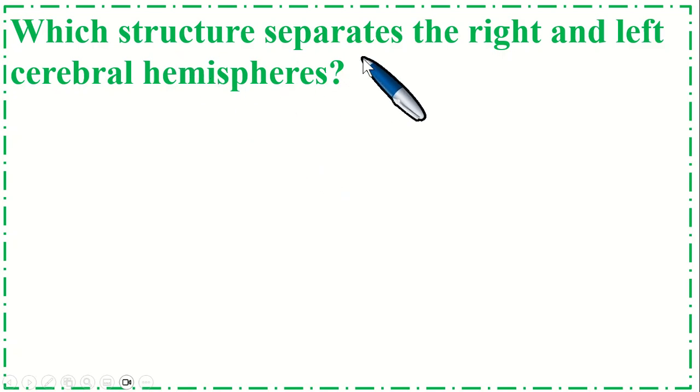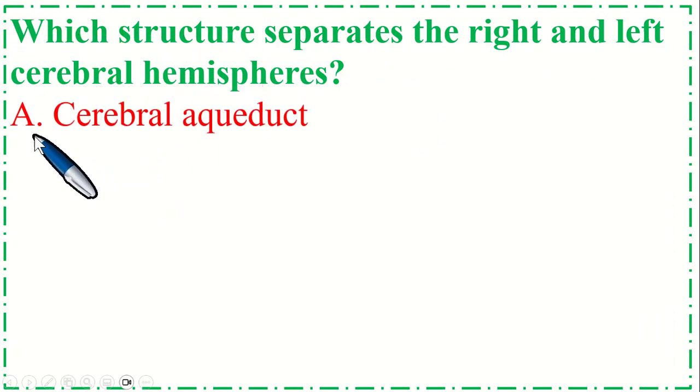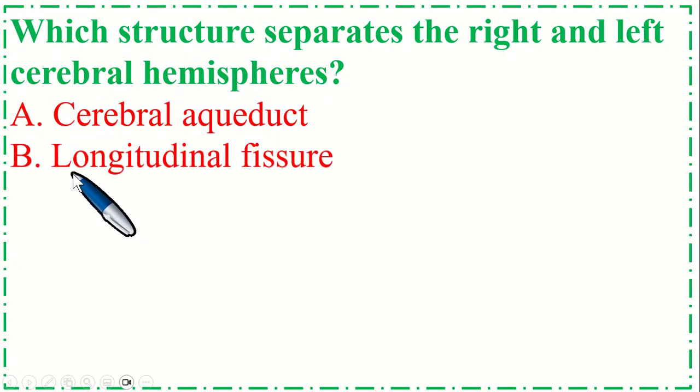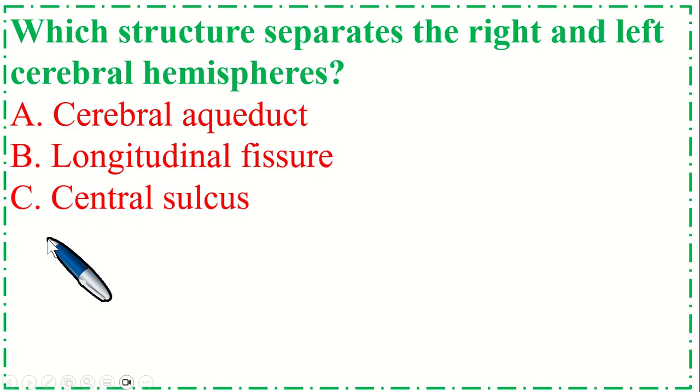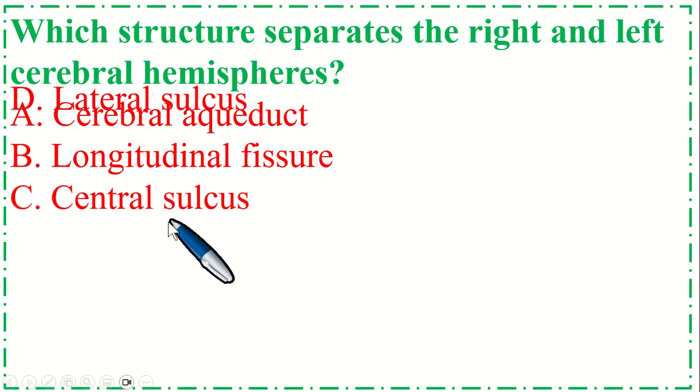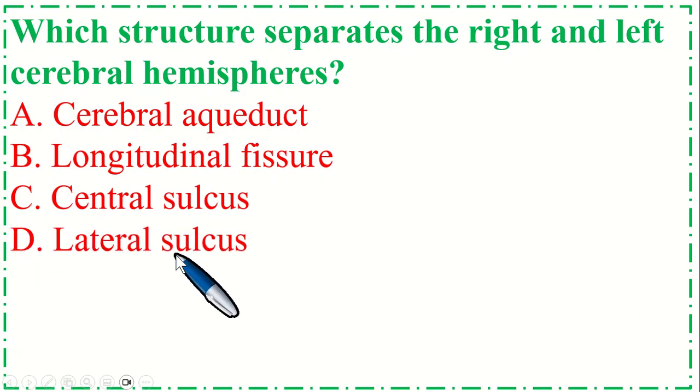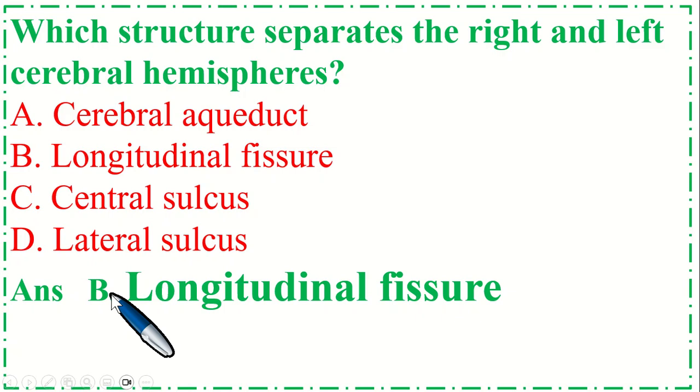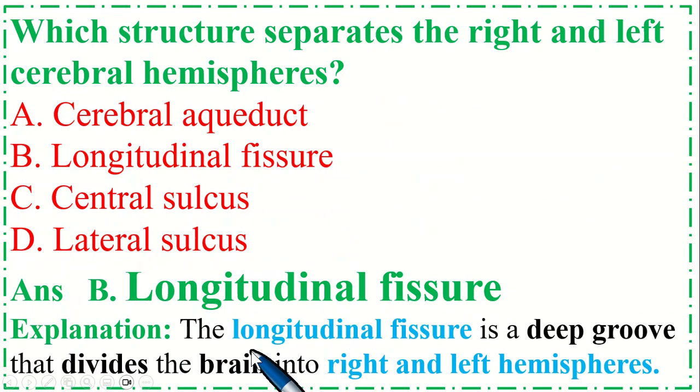Which structure separates the right and left cerebral hemispheres? Option A cerebral aqueduct, option B longitudinal fissure, C central sulcus, and option D lateral sulcus. So the correct option is B longitudinal fissure. The longitudinal fissure is a deep groove that divides the brain into the right and left hemispheres.